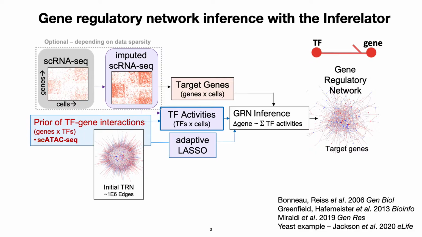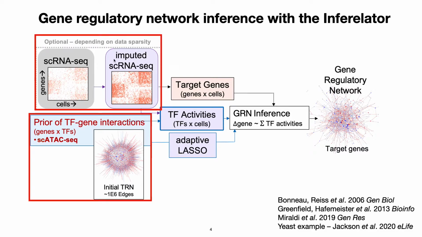To infer gene regulatory networks, we use a method called the Inferelator. This method infers connections between transcription factors and the genes they regulate. The inputs to this workflow are gene expression data, and some sort of prior information about known or estimated transcription factor gene interactions. We often infer a prior network from chromatin accessibility data.